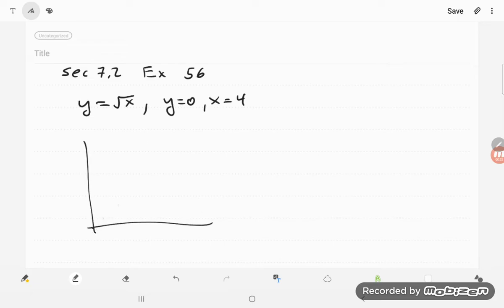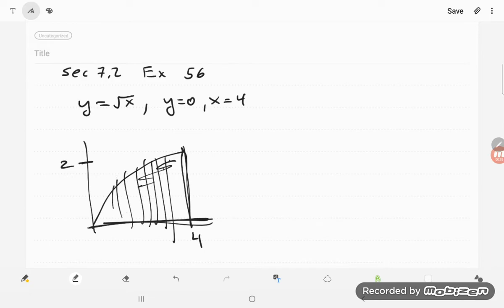So square root of x does something like that. Y equals 0 is the x-axis. X equals 4 comes out here, so that's a 2, and that's a 4. And so we're going to revolve this around the x-axis, so we're slicing like that. Okay. And what we're asked to do is find the values of x in the interval 0 to 4 that would cut this thing into thirds.